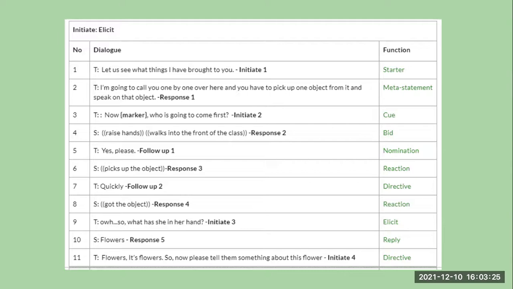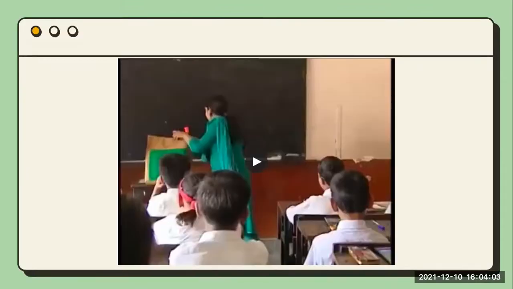The next one is cue, in number 3. Here the teacher said, "Now who is going to come first?" This is the second initiate. Here the teacher cues the students to raise their hand or to do things. And then after that, the students will respond to the statement of the teacher. And then the next analysis will be explained by my friend. Thank you. So now we're going to the third clip.